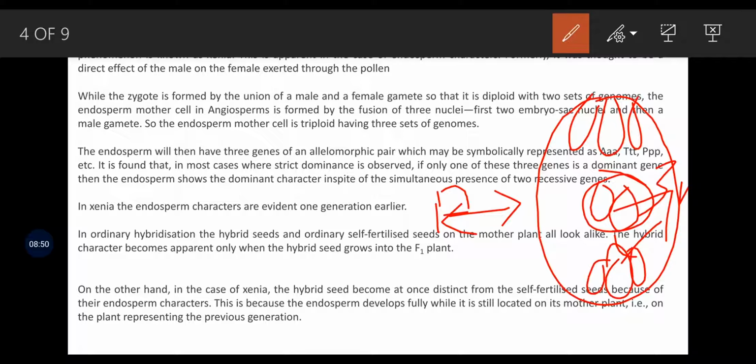This is because the endosperm develops fully while still located on the mother plant, that is, on the plant representing the previous generation. I have explained this on the previous slide. This is just the theoretical portion I have given like this because if you want to note it down, you can just write it down in your notes.